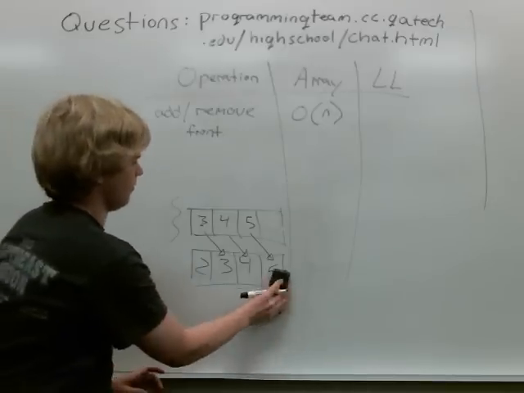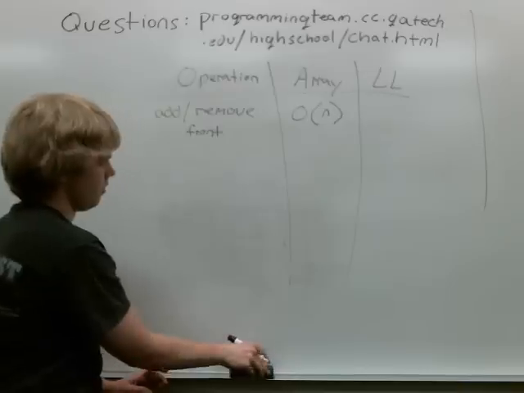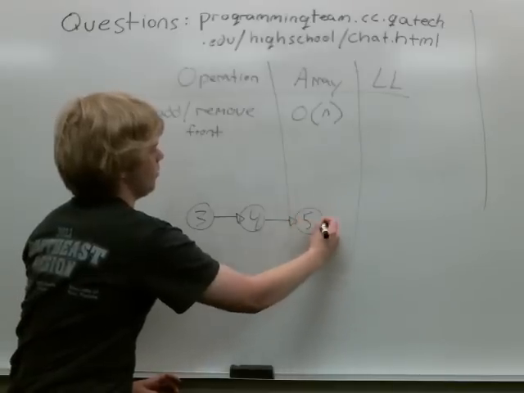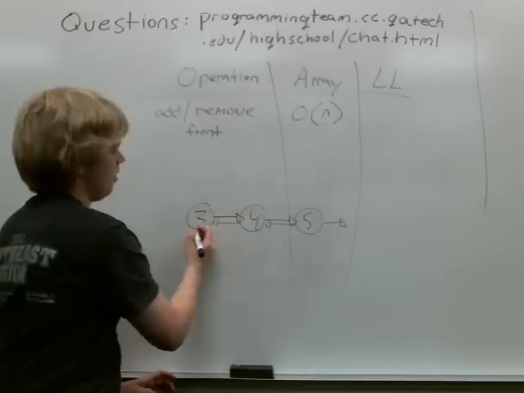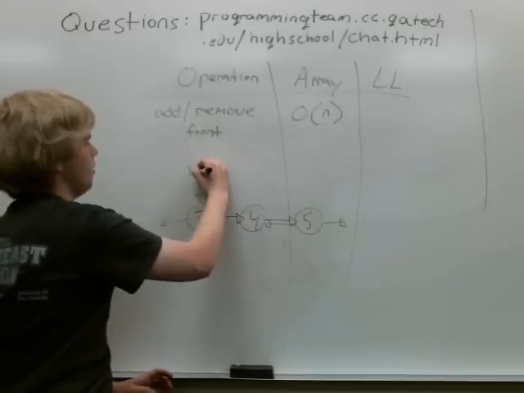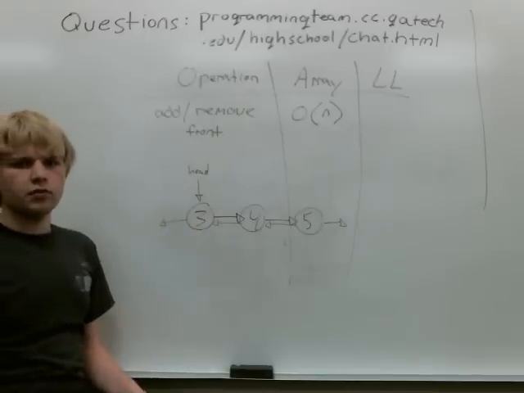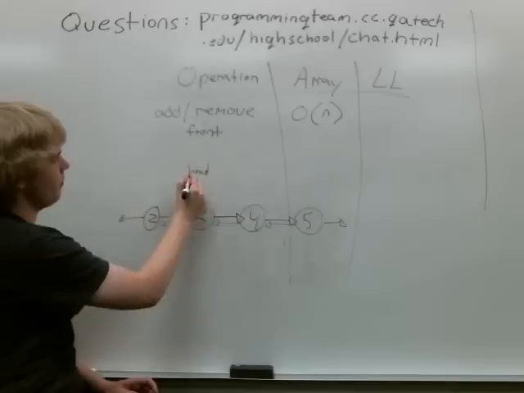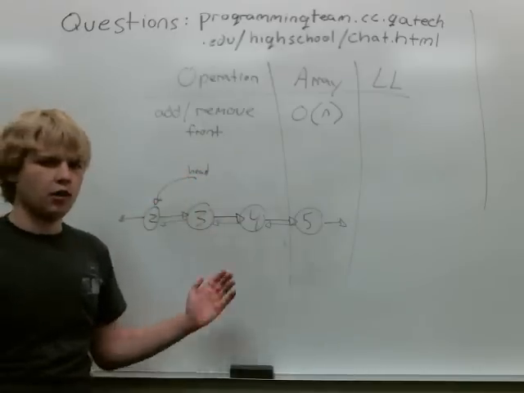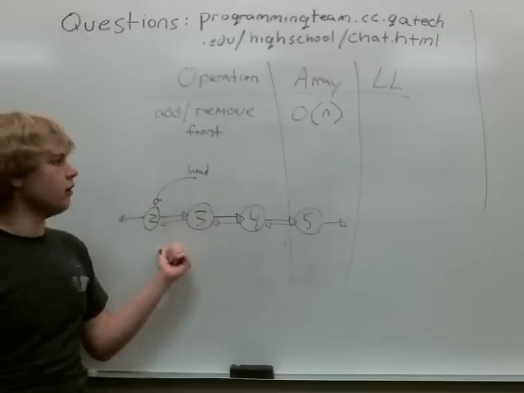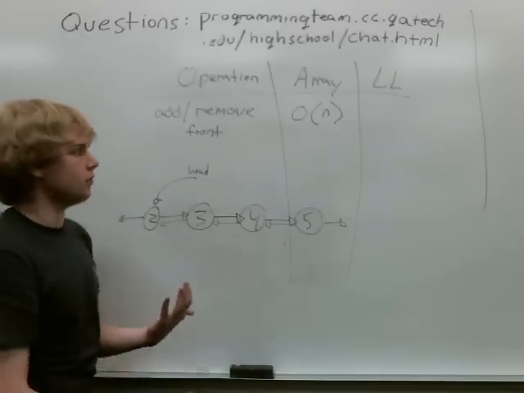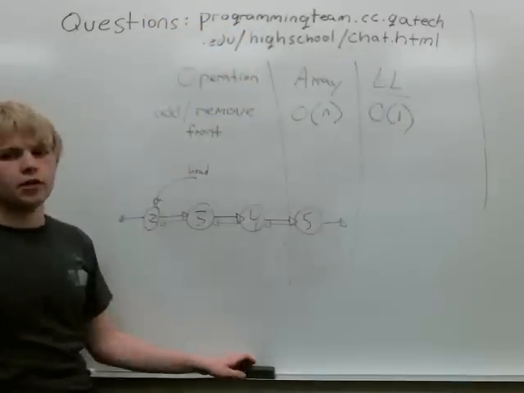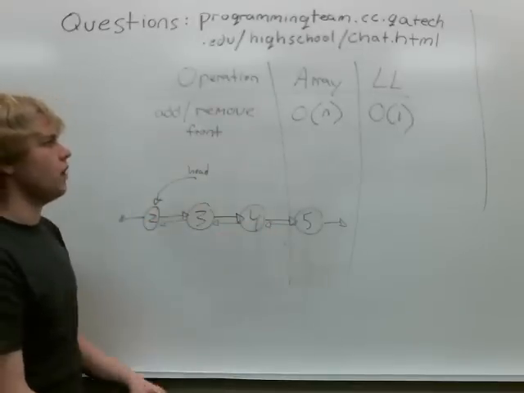Now with a linked list, let's say we had the same list. We have 3 pointing to 4 pointing to 5. And we have some reference to this as our head. Now when we want to add the 2, all we have to do is create a new 2 node and then change our head pointer. So we didn't have to worry about anything after this. We just tacked the 2 onto the front. So this is called constant time. It's much faster than having to shift all the elements over. So this is O of 1. That's very quick. You can't do better than O of 1. So that's one way that a linked list is better than an array.